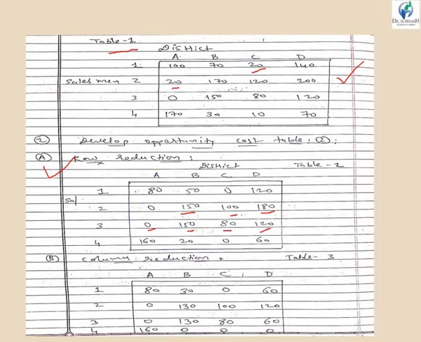Similarly, for the fourth row, the smallest element is 10. Subtracting it from all the other elements will give you 160, 20, 0 and 60. So this is the row reduction.